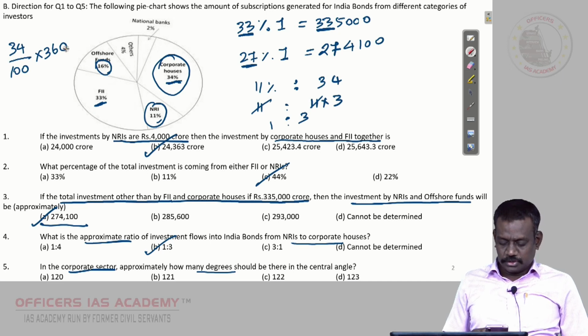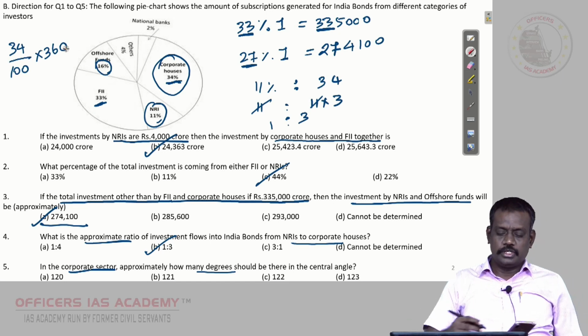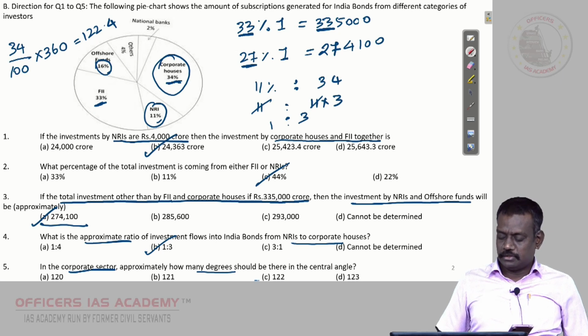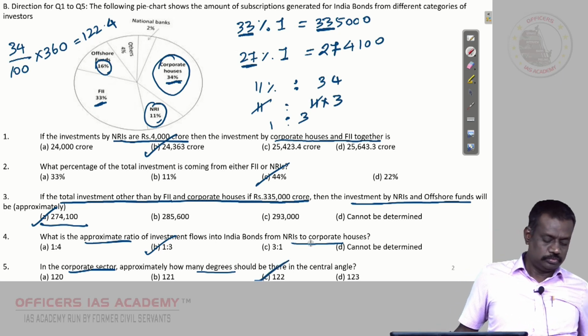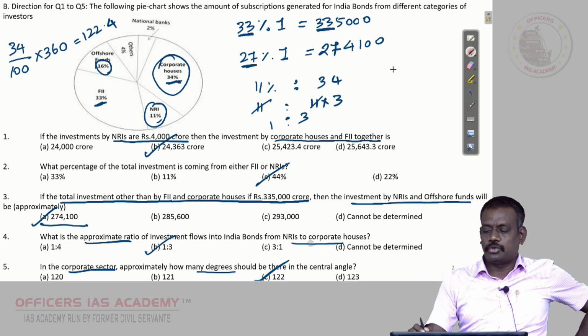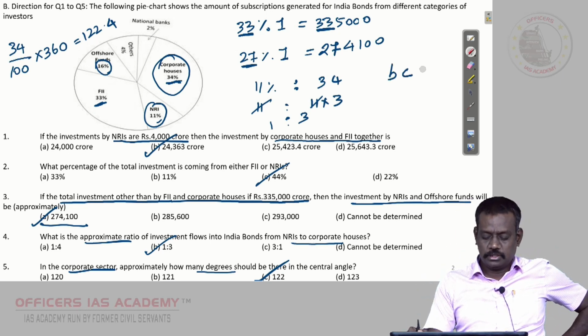So you will get the answer 34 into 360 divided by 100. You will get 122.4. So approximately it is 122. Understood, students? So the options are B, C, A, B, C.